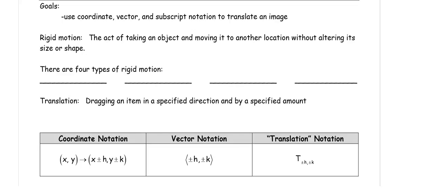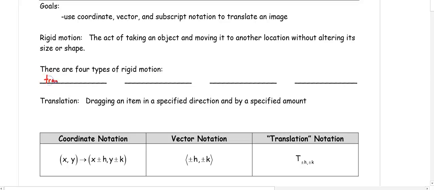This video is about the rigid motion of translation. So the goal is to use coordinate, vector, and subscript notation to translate an image. A rigid motion is the act of taking an object and moving it to another location without altering its size and shape. There's four types of rigid motion.